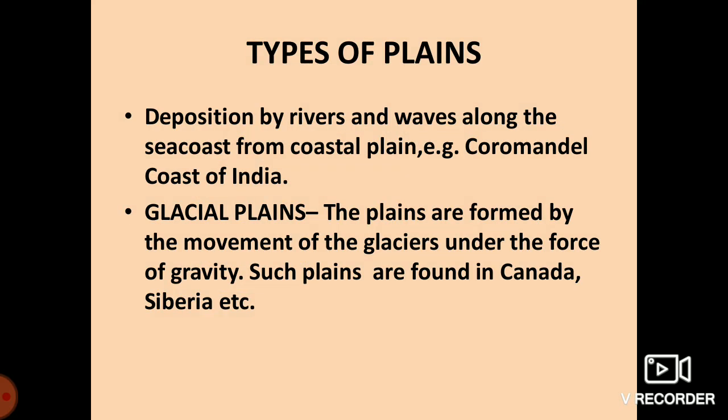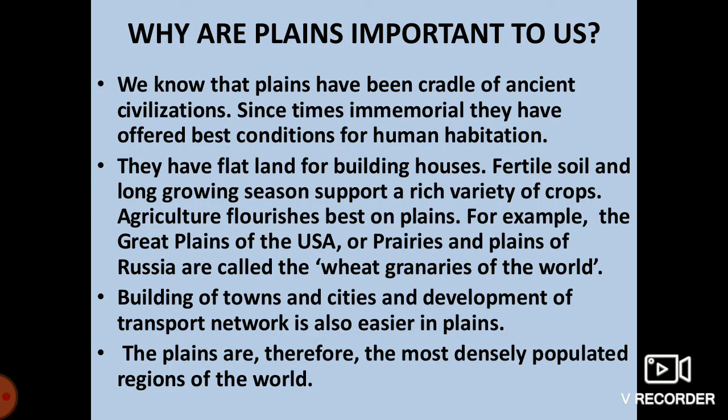Deposition by rivers and waves along the sea coast forms coastal plains, like the Coromandel coast of India. Last is glacial plains, the plains formed by the movement of glaciers. Due to the movement of the glaciers, under gravity, these plains were formed. Such plains are in Canada and Siberia.